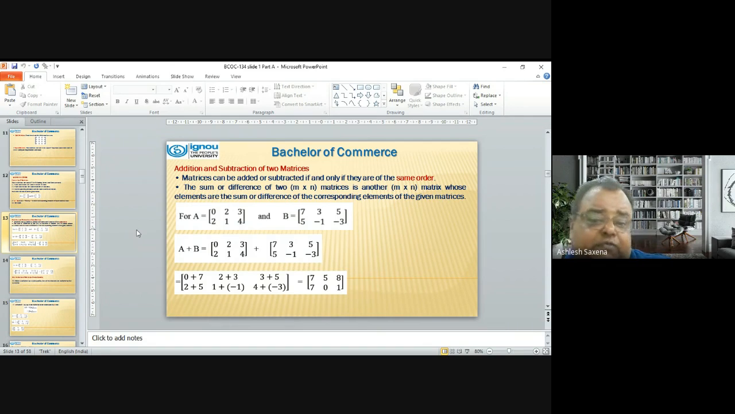2 will be added to 5, 1 will be added to minus 1, and 4 will be added to minus 3. While calculating this, we will get 7, 5, 8, 7, 0, 1. It has the same order as A and B. It is a 2 by 3 matrix. Is that clear?